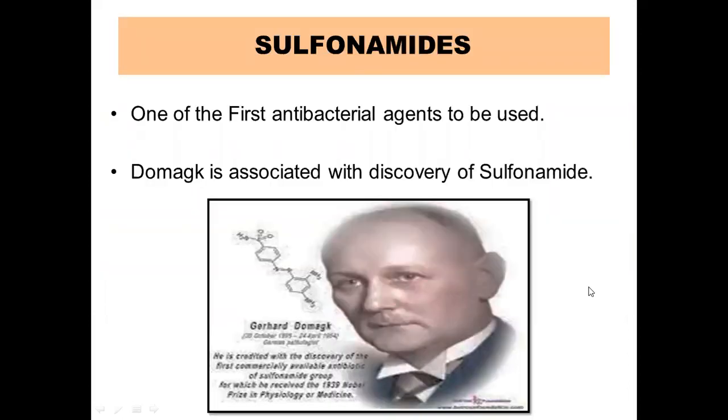These were one of the first antibacterial agents to be used, and Gerhard Domagk is associated with the discovery of sulfonamide. He had actually used a dye called Prontosil Red, which contained a sulfonamide compound, for treating streptococcal infection in mice. And he had cured the mice of the streptococcal infection.